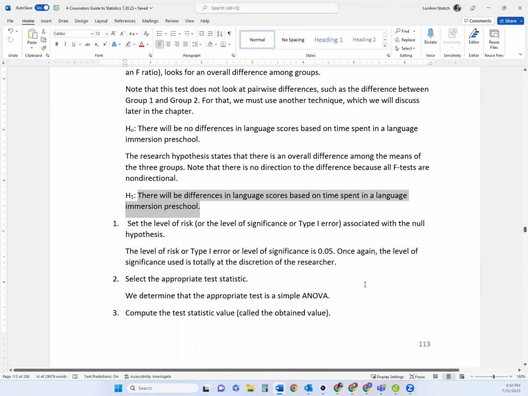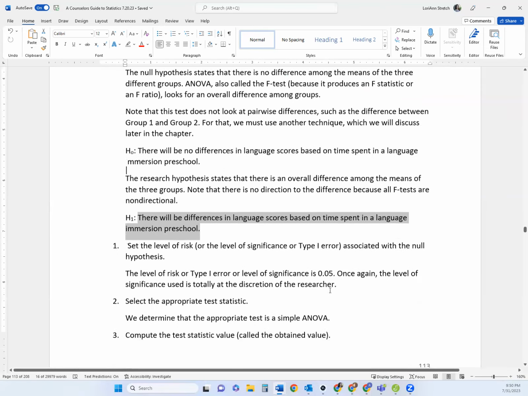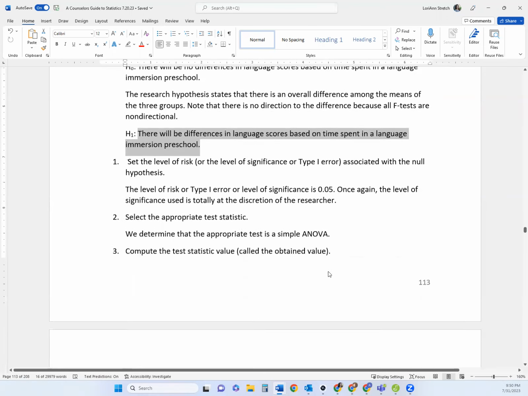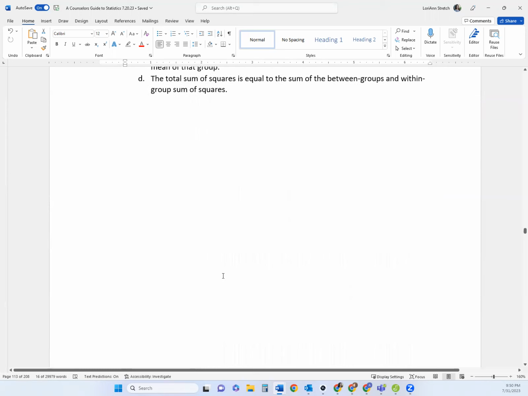And because we're looking at language across three groups, language scores are a dependent variable, and the number of hours spent in preschool is our independent variable across three groups. We'll choose a simple ANOVA. Now, we're going to calculate the F ratio for this one. We're going to look at the between group and within group sum of squares and our total sum of squares to calculate those differences.